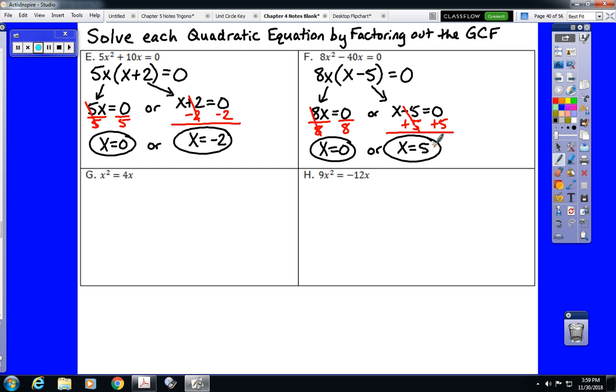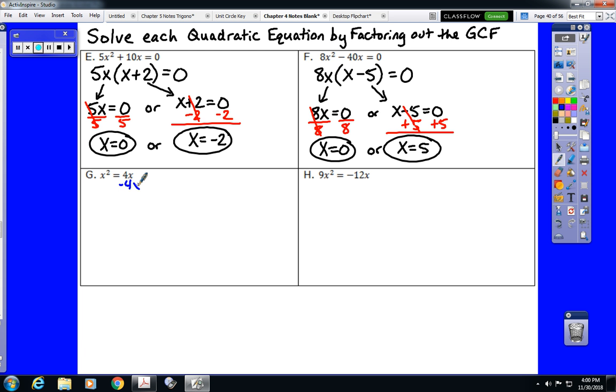So that brings us to letter G. Now if you notice, the difference between E and F and G and H is that G and H are not already set equal to 0. So your first step is to move everything to one side of the equation. Now it doesn't technically matter which way you move it, but I would always move everything to whatever side will make the x squared term positive, the lead term. This is the highest degree term.